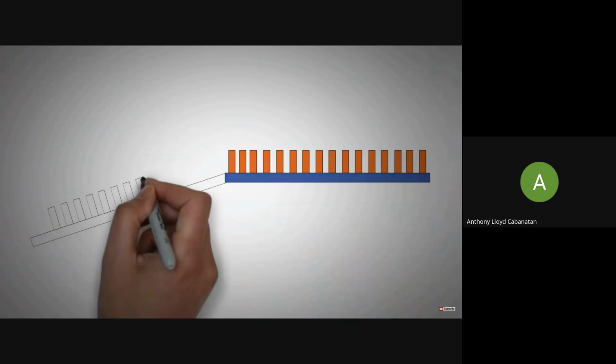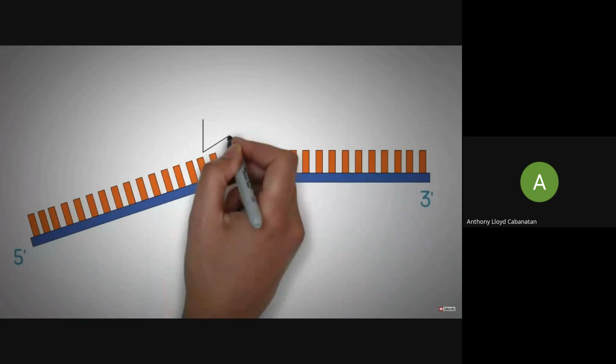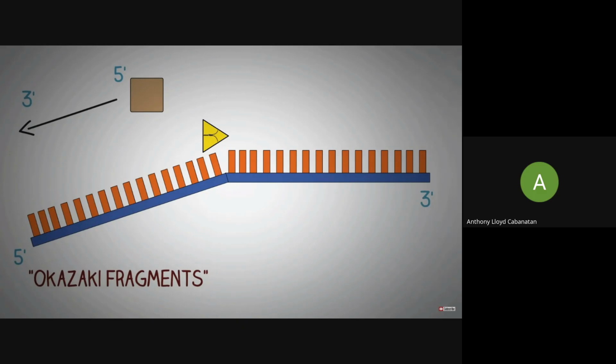Now we will take a look at the lagging strand, which runs from the 5' to the 3' direction. We can see that the main problem on this strand is that the DNA helix is being opened up in the opposite direction of the direction in which the DNA polymerase synthesizes the new DNA, which is from the 5' to the 3' direction.